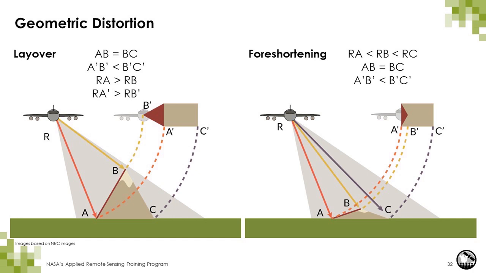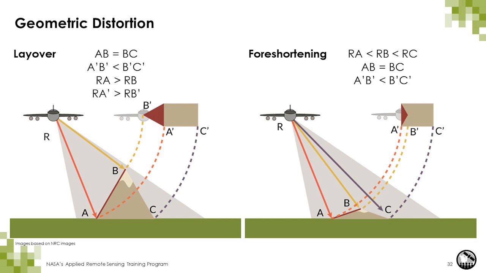So one last thing I want to discuss are issues that you need to account for with radar images that you need to correct for. And one big issue are geometric distortions due to topography. And these distortions result in relief displacements. And this displacement occurs in areas that are perpendicular to the flight path. So there's foreshortening and there's layover.